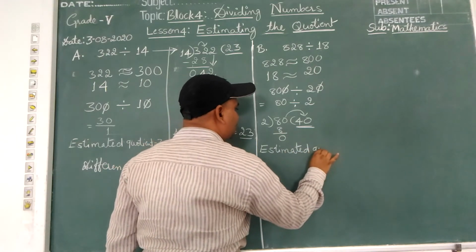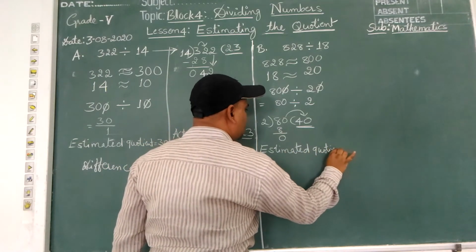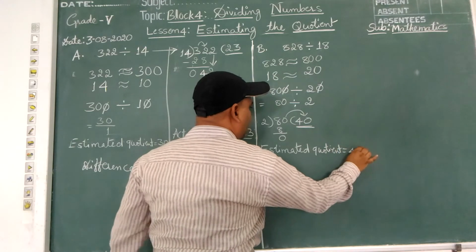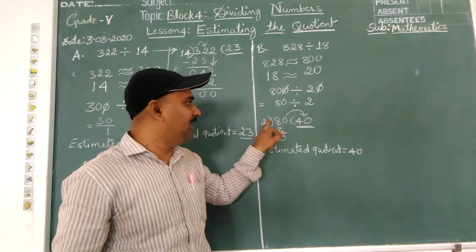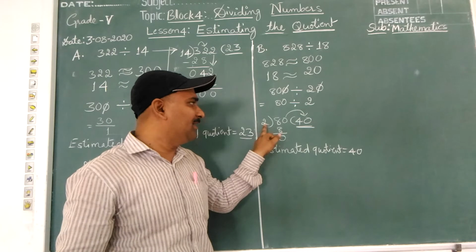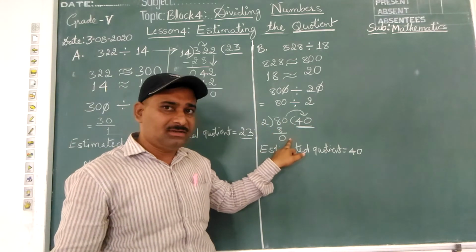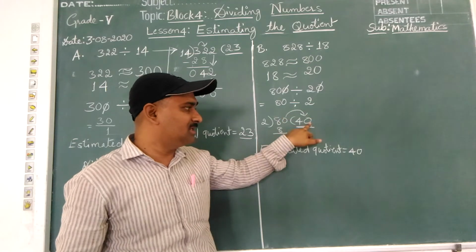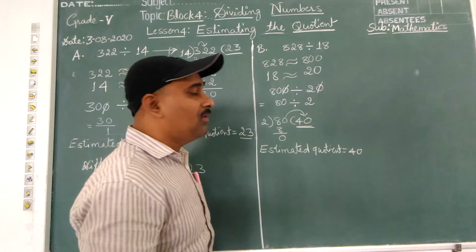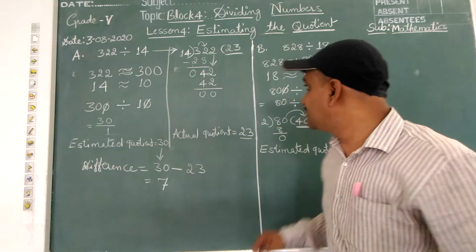Estimated quotient equal to 40. How did this 40 come, understood? No, 80 divided by 2. 2 4s are 8. 0. No numbers are there, only 0. 0 comes here. That is 40. Now let us find out the actual quotient.